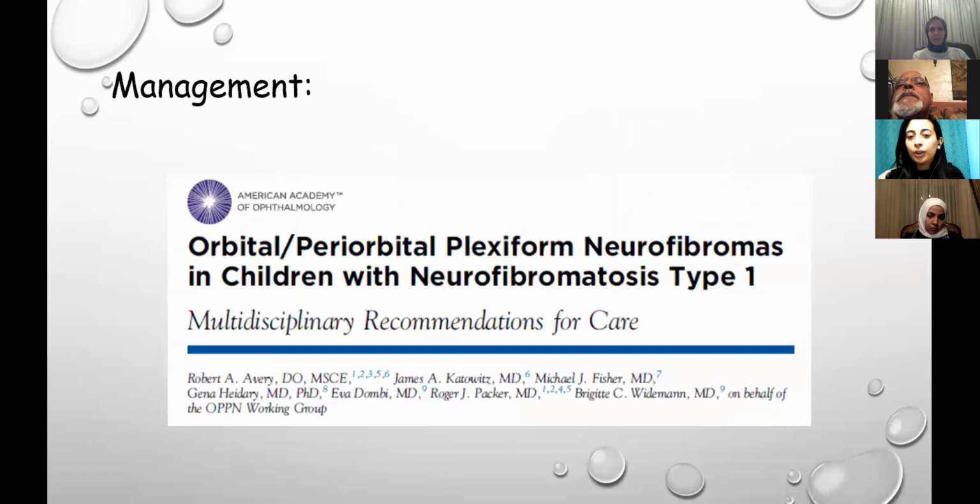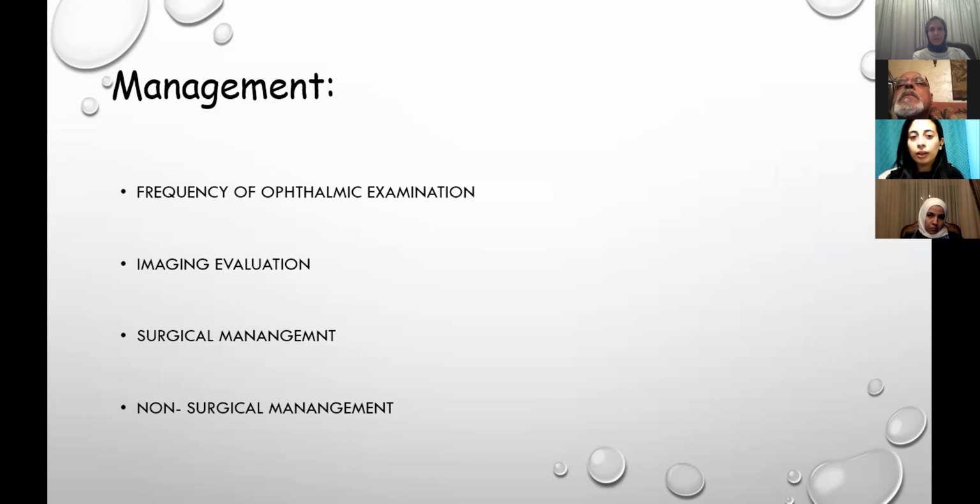About the multidisciplinary approach, the American Academy of Ophthalmology had a workshop or a task force, what's called task force workshop in 2013. They suggested some measures to help these patients. So when we examine these patients, how we will follow them up, how we will do the imaging, will we do any surgical intervention, and what about the non-surgical intervention?